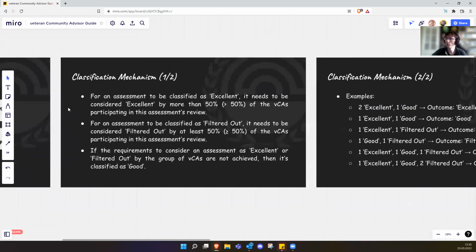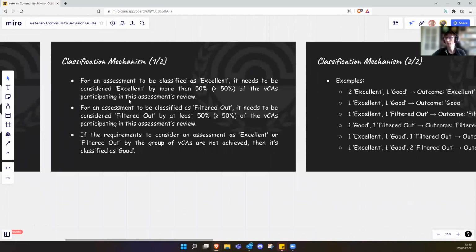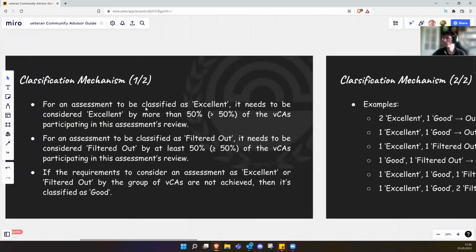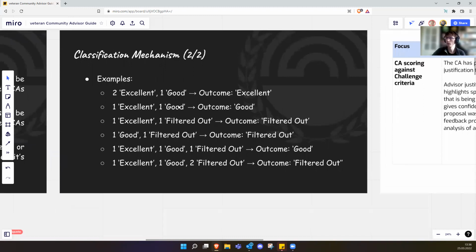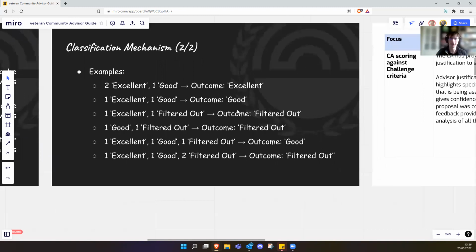Classification mechanisms. When we talked about excellent, filtered out, and good, here are some algorithmic ways where we collectively decide when the assessment will be filtered out and when it's not. The main idea here, with some examples: if an assessment gets two excellent and one good, then because there was more excellence than good, we consider the assessment excellent. If there is more good, then it's going to be good, which is like an average: it wasn't a bad assessment, but we didn't get the maximum out of it. There would have been more room to improve it.